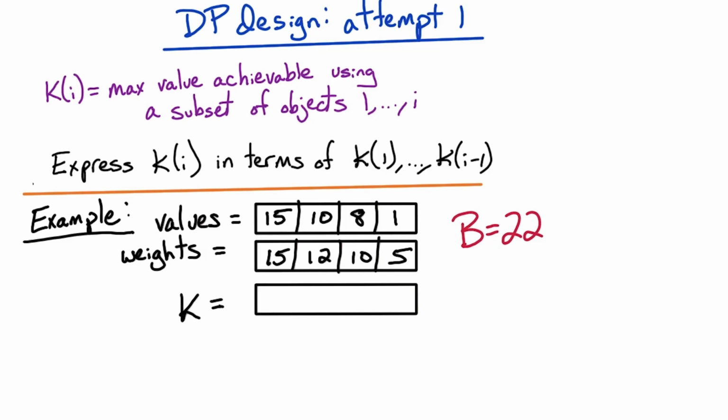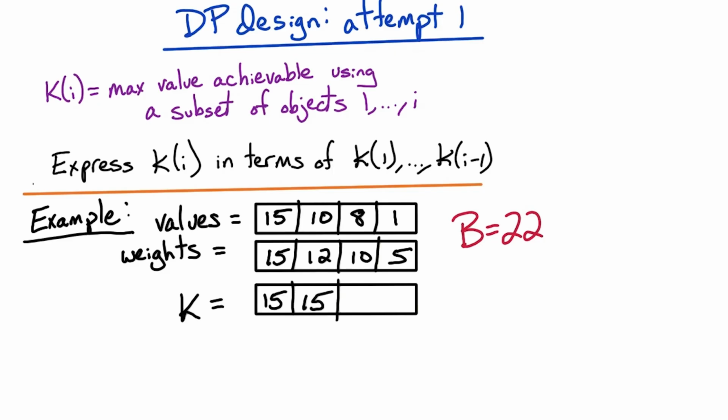Let's start with K of 1. In this case, we're looking at a subset of object 1. So either we use object 1 or we use the empty set. Clearly using object 1 is better because it fits in the backpack, and that has total value 15. So K of 1 is 15 in this case. Now let's look at K of 2, i equals 2. In this case, we're looking at a subset of objects 1 and 2. So either we use both objects. In this case, they have total weight 27, so they don't fit in the backpack, so we can't use both objects. We can use either object 1 or object 2 or neither. And in this example, it's better to use object 1.